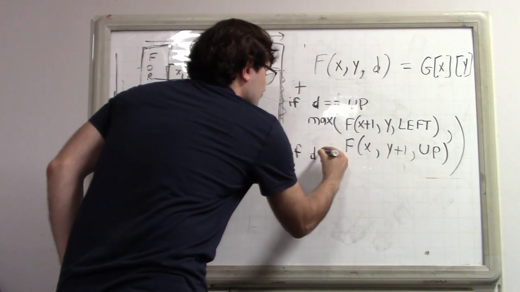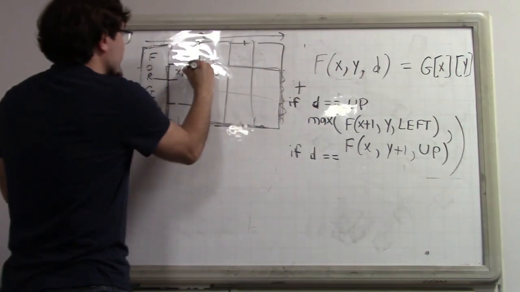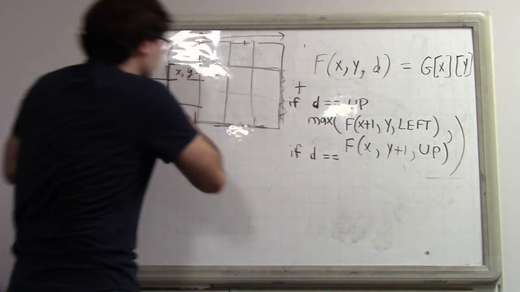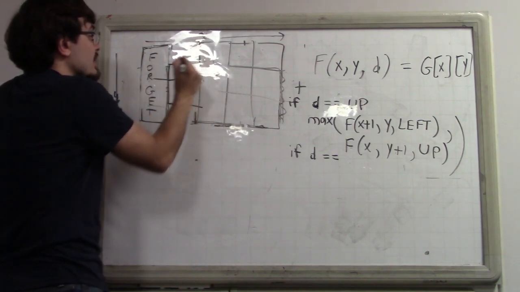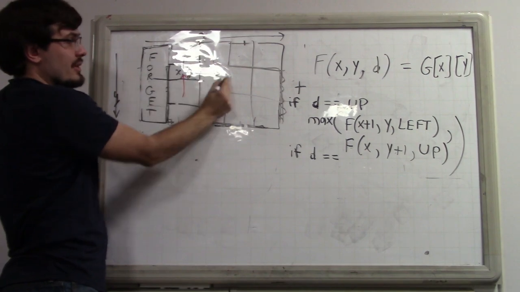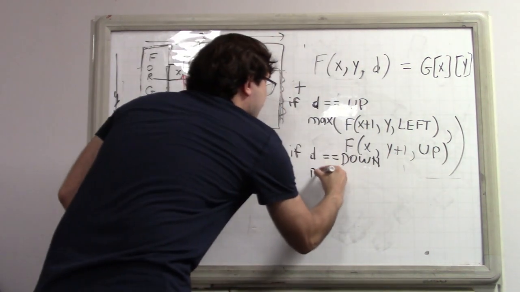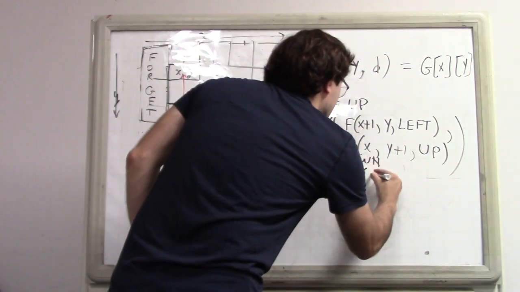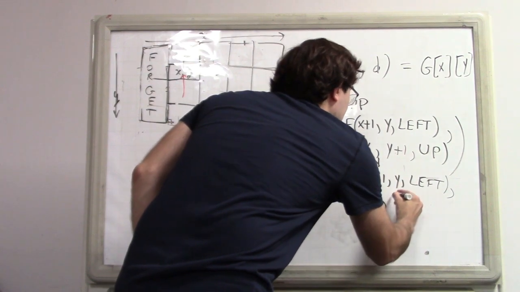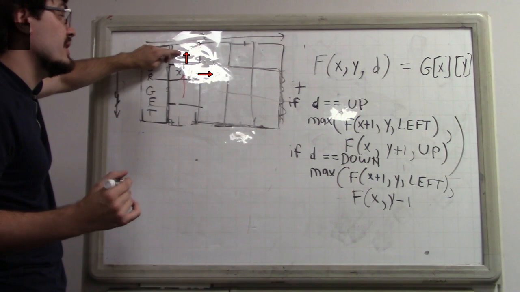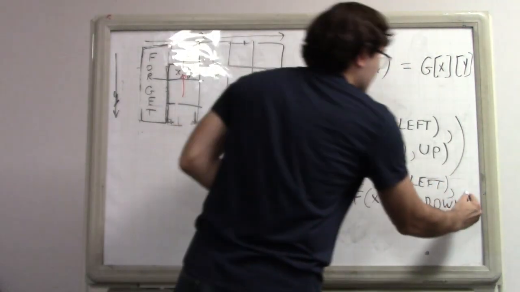Then you can have if d equals down, you could be coming from down. So down would mean that you have currently come from here. This is your past. And now you will be going either this way or this way. So if you have the down case, then instead of this max, you would have the max of f of x plus 1, y, left. This is the same case as before. Or f of x, this time y minus 1, as you go up, y decreases over here. And you'll have the same direction, you'll have come from down. So you'll have the max of these two things.